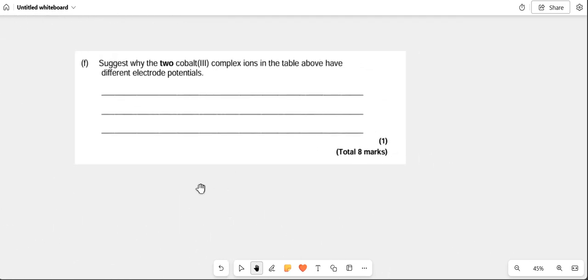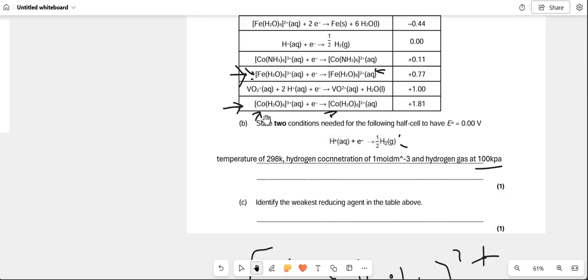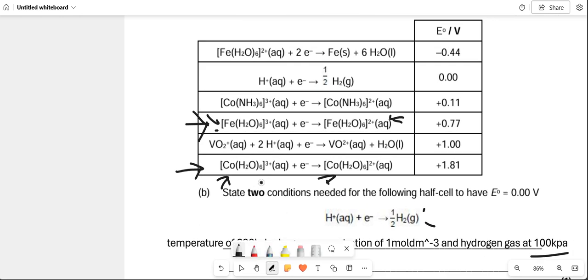So just why two cobalt complex ions on the table have different electrode potentials here. If we look at the two ones here, we got this one that's attached to water, and we got this one that's attached to ammonia, yeah. So the one with ammonia and the one with water, what we call these little things here, you might not have taken it yet, you'll take it in transition metals, yeah. It's called ligand, yeah. So these two are different ligands.